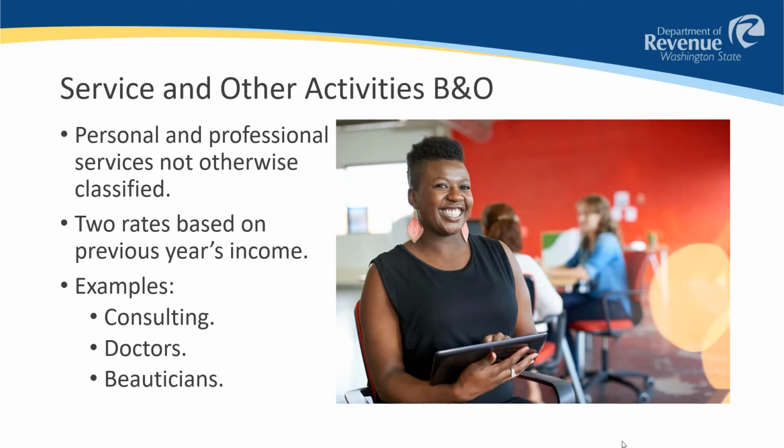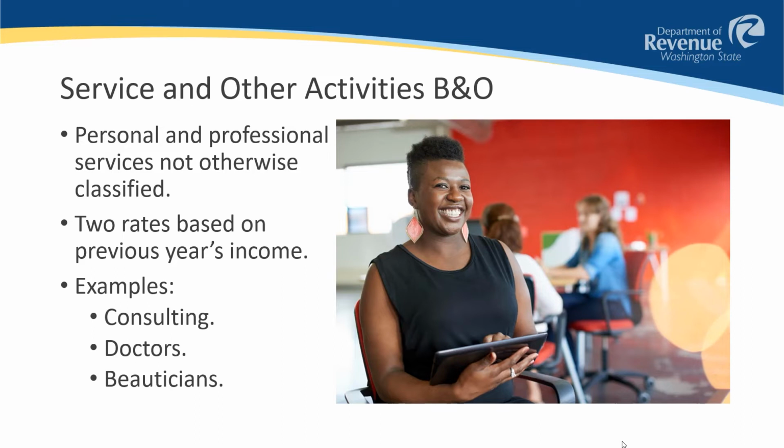The service and other activities B&O tax has 2 tax rates. The rate you pay is based on your total income subject to service and other activities B&O tax in the previous year. If your business or affiliate group reported more than $1 million of taxable income under the service and other activities tax classification in the previous year, then you pay at the higher rate of 1.75%.